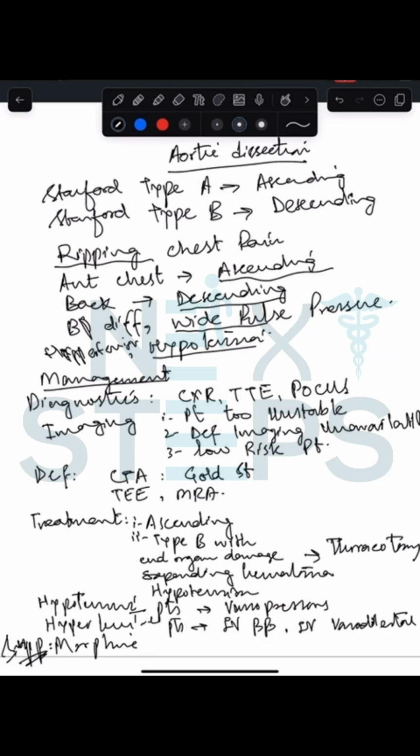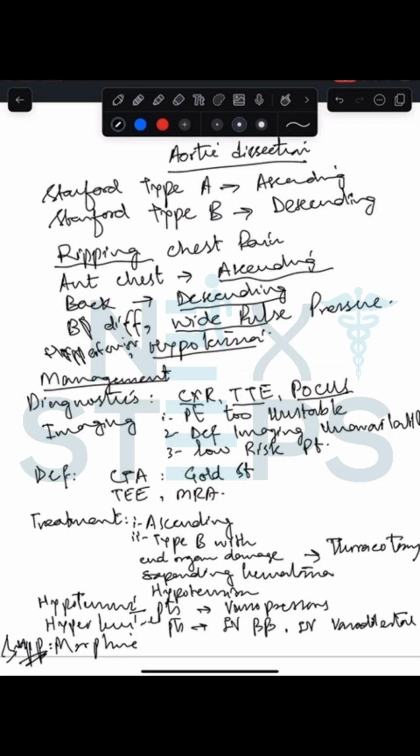Now we are moving to the main portion that is frequently tested, the management of aortic dissection. We have to do a lot of diagnostics for aortic dissection. First of all, I would like to list them all: chest x-ray, transthoracic echocardiography, or point of care ultrasound. Which imaging is considered in which condition is my focus in the next part of this video.